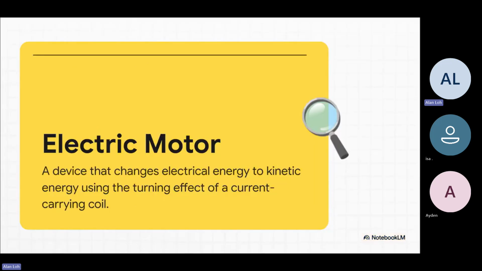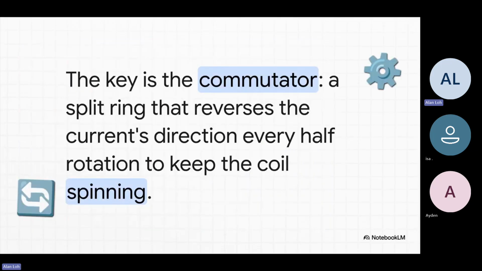An electric motor is basically a machine that's built to perfectly master that catapult effect. It takes in electrical energy, and using that very same force we just talked about on a coil of wire, it converts it into kinetic energy. Or, in simpler terms, movement. Pure, powerful rotation.